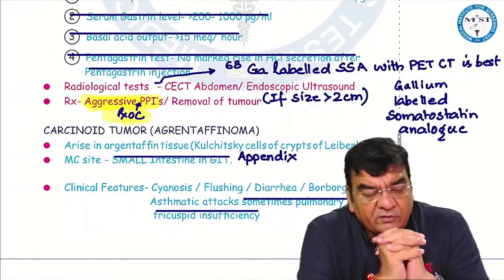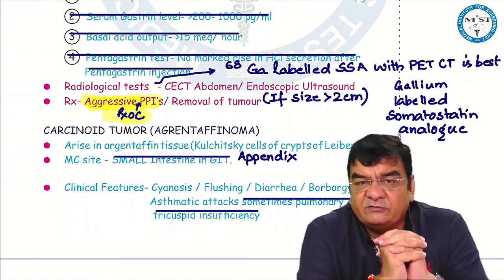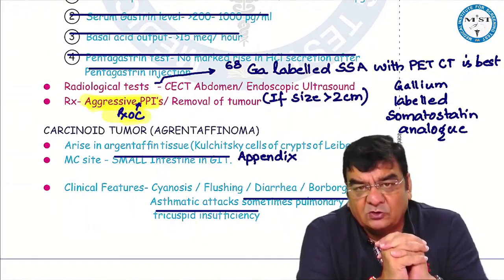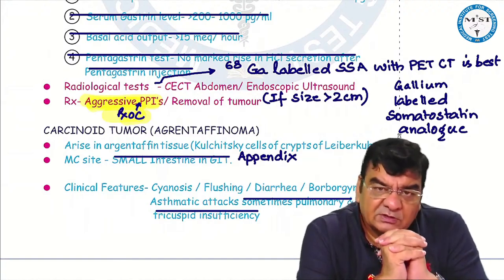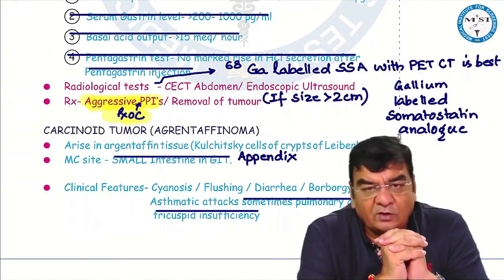The treatment of choice will be aggressive PPIs for gastrinoma. If suppose gastrinoma is more than 2 centimeters, then we can do removal of this tumor.